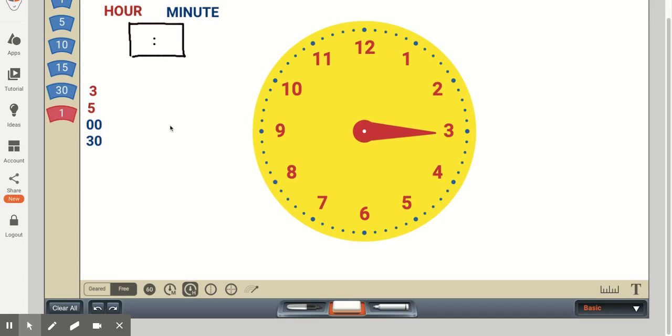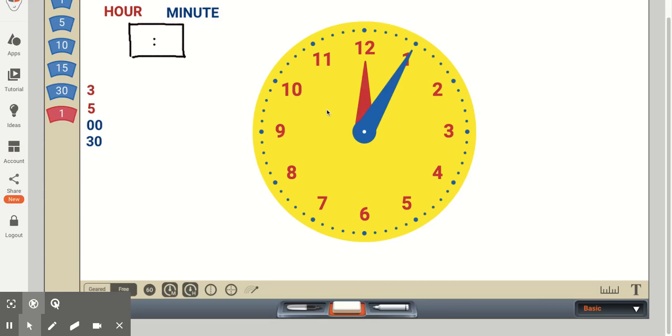And if we were looking at a digital clock, the 3 would represent the number of hours, and the 2 zeros would represent the number of minutes. So this would mean that it's 3 o'clock. It's the hour of 3 and no minutes past 3.